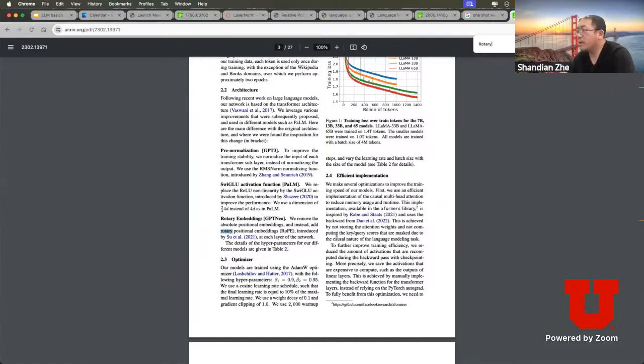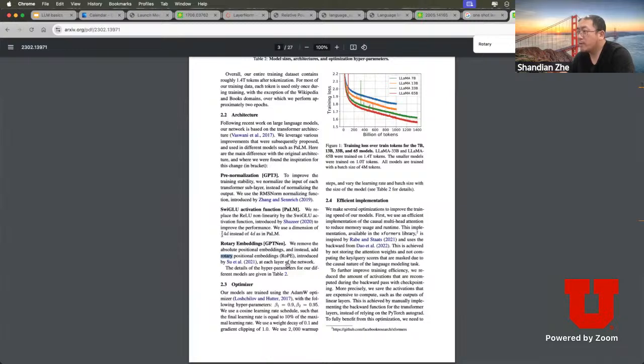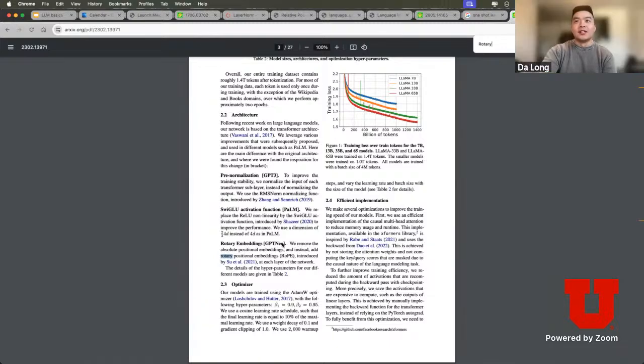Okay, so basically they keep the same architecture. The only difference is how they tweak the activation, embeddings and normalization. So this is the only change.